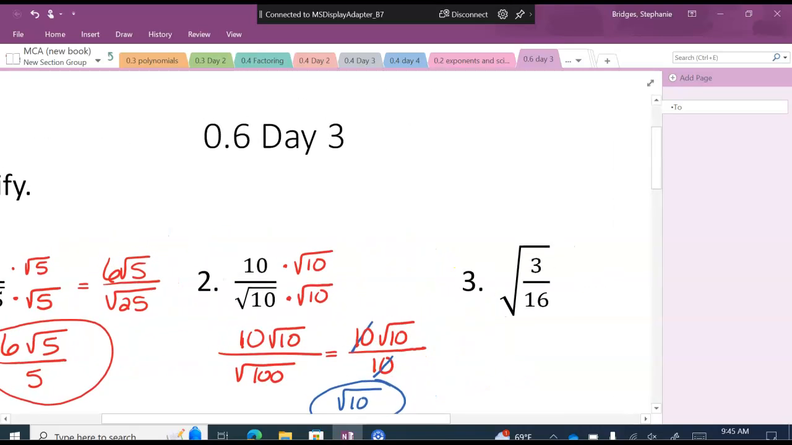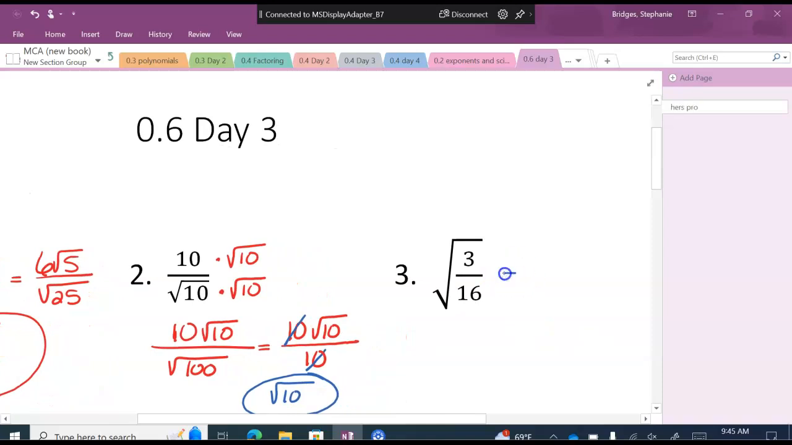Let's take a look at 3. This time I have an entire fraction under a square root sign, which is also not allowed, that it's not completely simplified. So when that happens, the very first thing we want to do is split it apart. And what I mean by that is we want to take the square root of the numerator and we want to take the square root of the denominator.